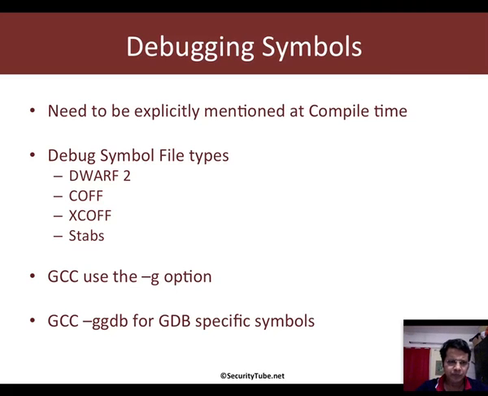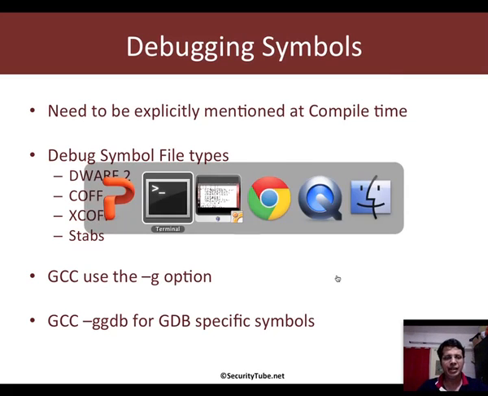Now, if you want to go ahead and enable debugging with GCC, the compiler, you would have to use the -g option. If you use the -g option without anything else, GCC will go ahead and use the operating system's native format for debugging symbols. Now, if you specifically want to compile support for GDB, you need to use the -ggdb option to compile the binary with symbols which GDB can probably understand best.